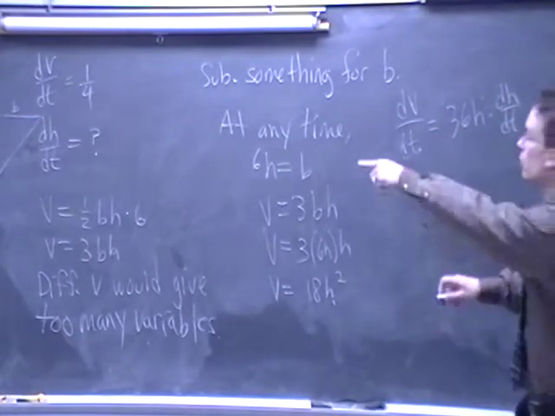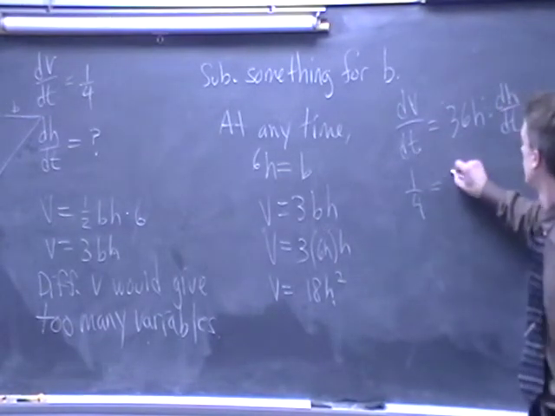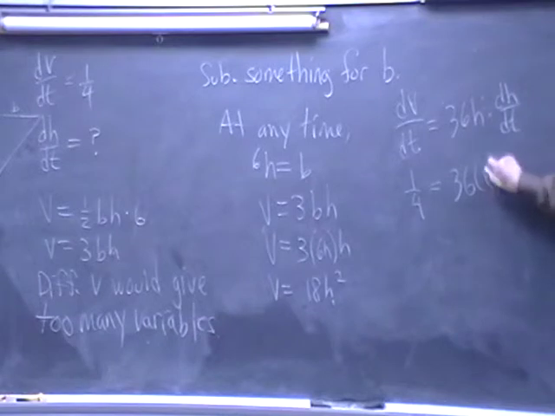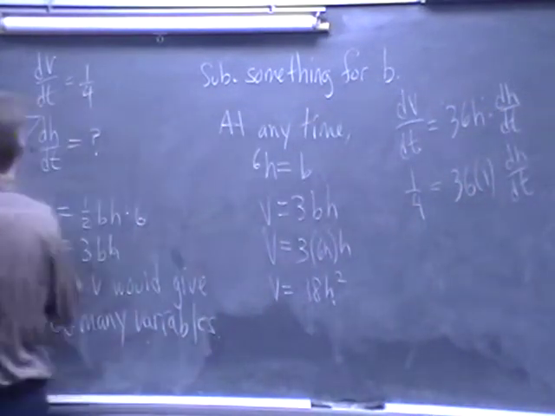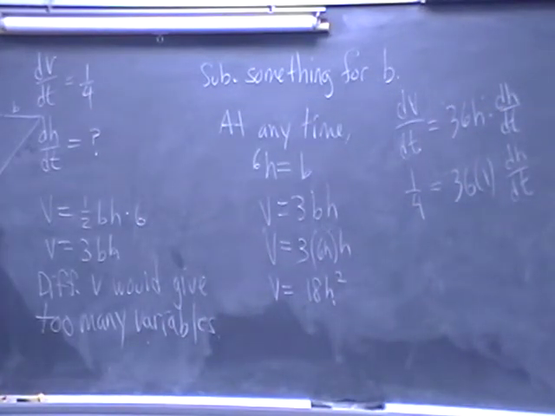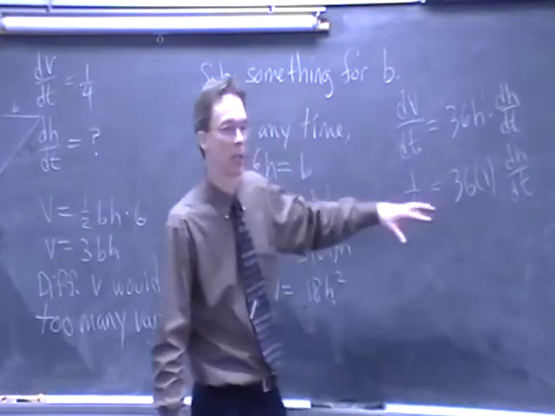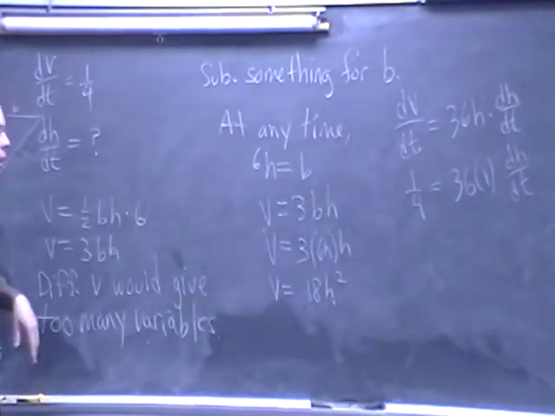For dV over dt, let's plug in 1/4. For h, at this moment, we can say h equals what? 1. dH over dt we don't know, but that's okay, because that's what we're trying to figure out. Oh, why 1? Because at this moment in the problem, they said the height was 1. And because we've differentiated, now we can plug that constant in.